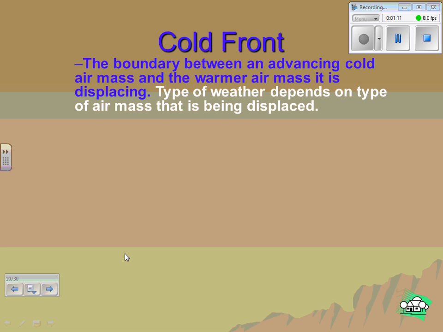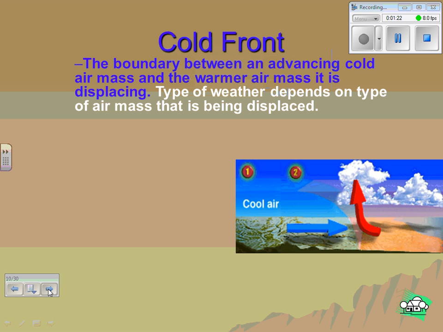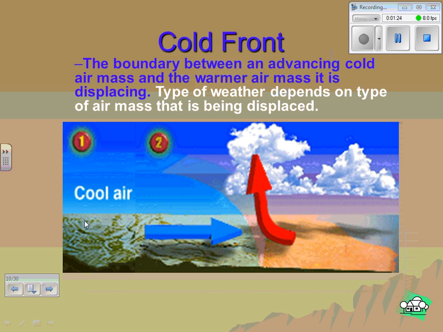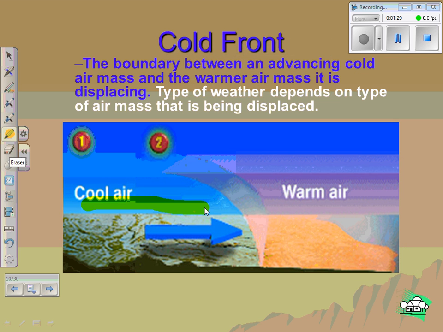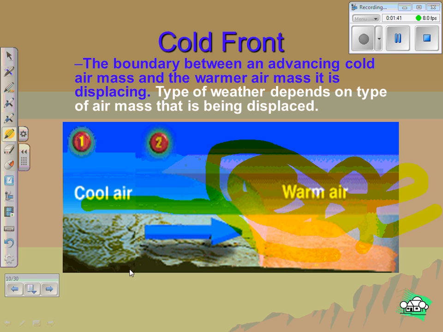A cold front is the boundary between an advancing cold air mass and the warmer air mass it's displacing. The type of weather depends on the type of air mass it's displacing. In the graphic, a cold front moves in, it's going to sink down below the warmer air, and the warmer air is going to rise above it. And that convection is what creates the winds that we get associated with a cold front.